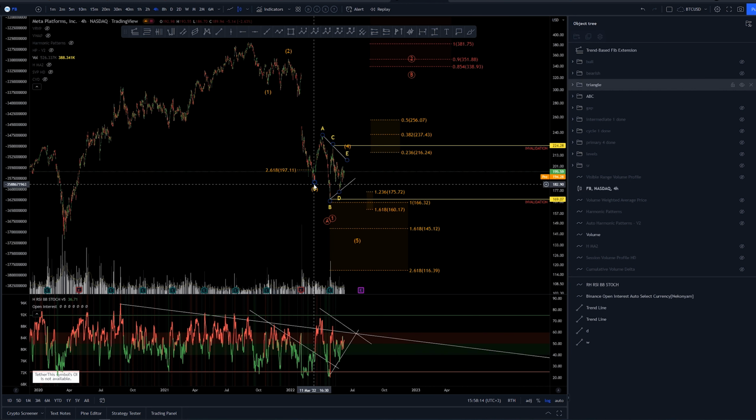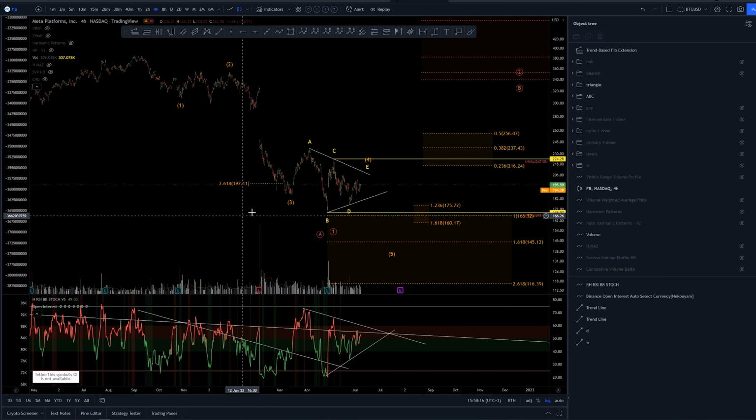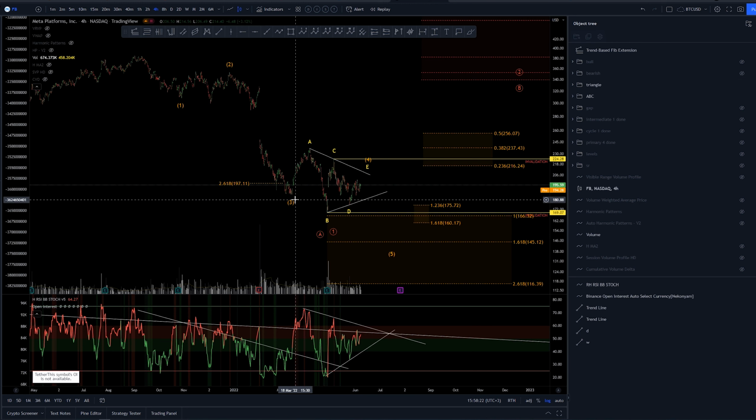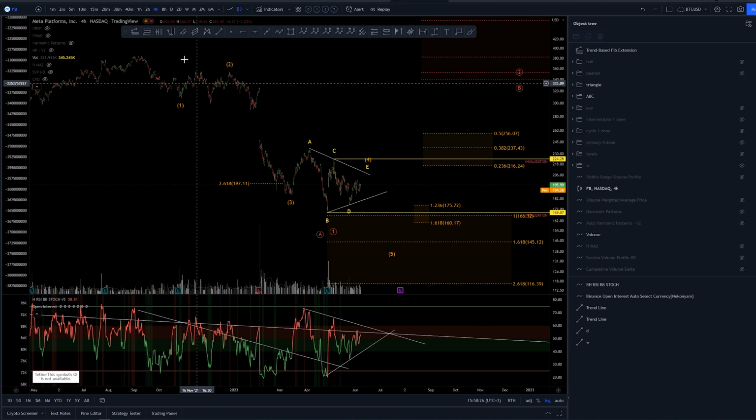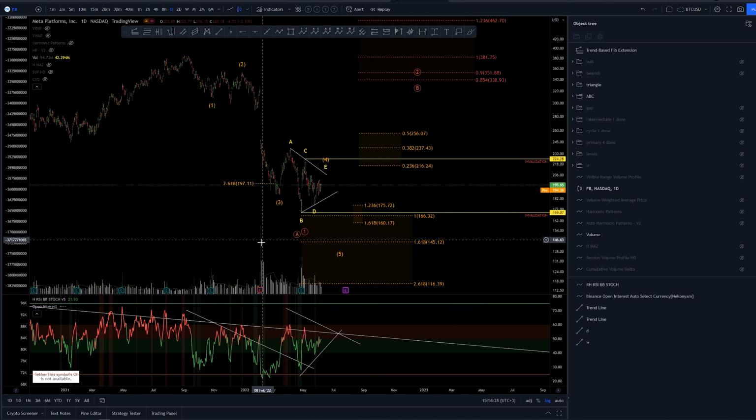Now, let's see. B wave, yeah, there is definitely possibility for divergence here. We do have divergences here, so it is possible. Let's see on daily.